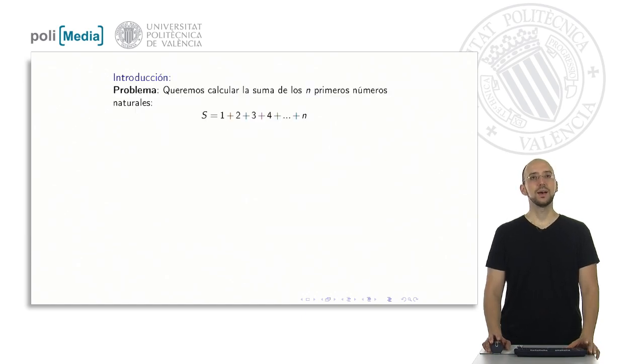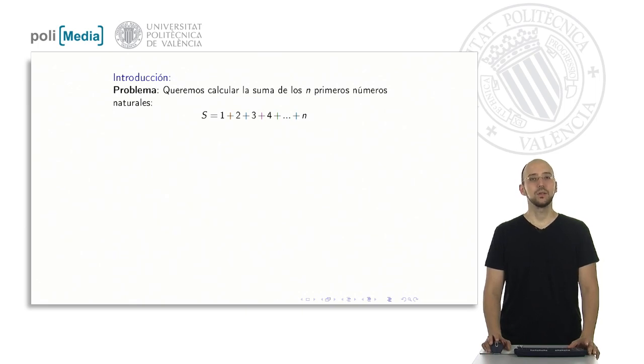Let's start the unit with a problem. We want to calculate the sum of the first n natural numbers. That is, we want to do the sum of 1 plus 2 plus 3 plus 4 up to the natural number n. Well, this is a classical problem, and it has an anecdote involving the mathematician Friedrich Gauss.